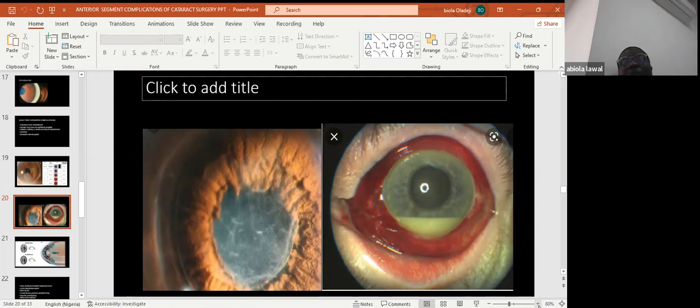And there is usually no vitritis. Vitritis is the hallmark of endophthalmitis. You don't have vitritis in toxic anterior segment syndrome. And usually with steroid, it should resolve. There could also be hypopyon, and then the beefy redness appearance of the conjunctiva is more typical for acute endophthalmitis, unlike toxic anterior segment syndrome.